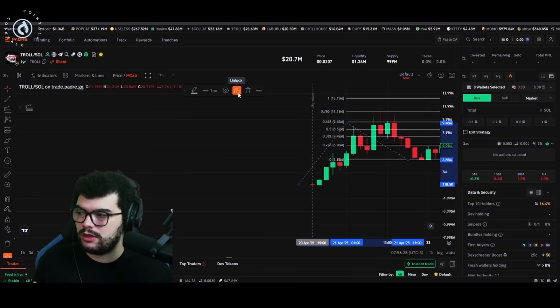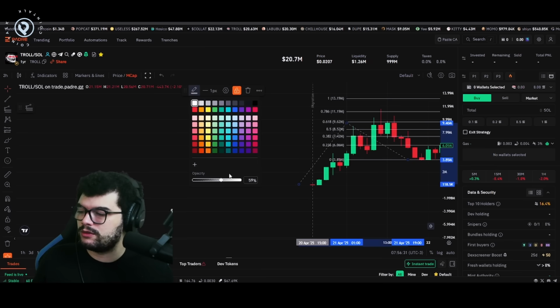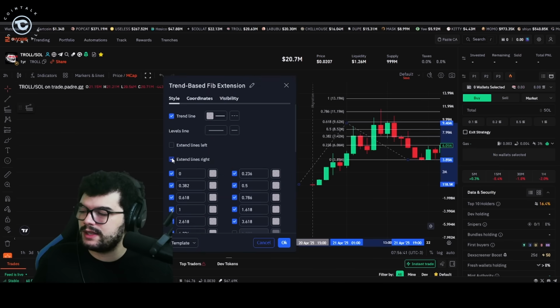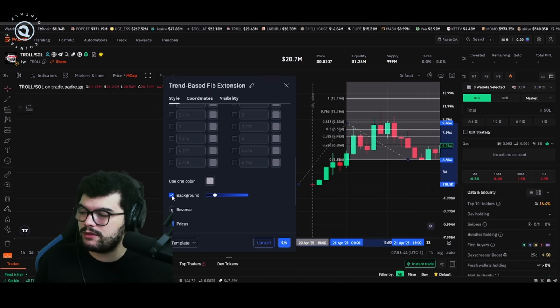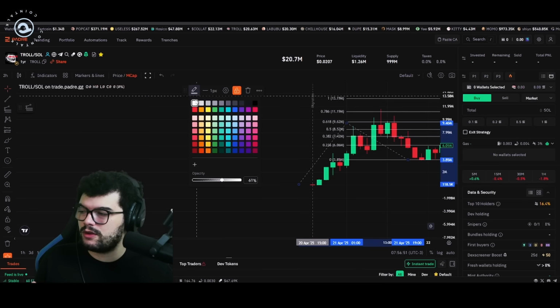First thing we do is we lock the chart. Okay, lock it. Then you come on tools, opacity. You can diminish the opacity. I'm going to increase it because I want you guys to see it. And then right here you put extend lines to the right, and you're going to have a background. You're going to remove the background completely, okay? And it's on these settings. And then the color, I usually leave the color white because white is easier.